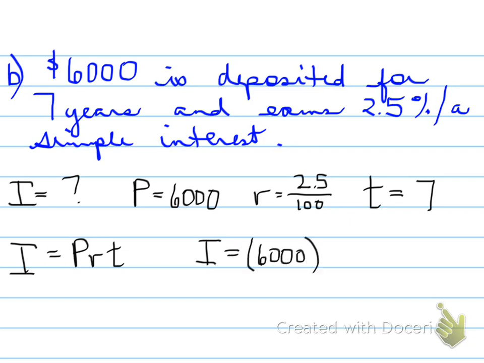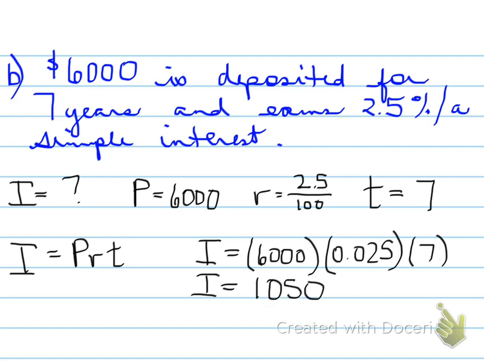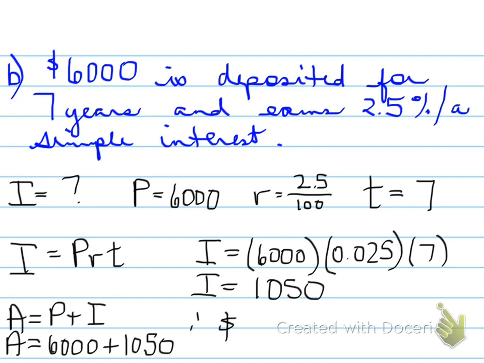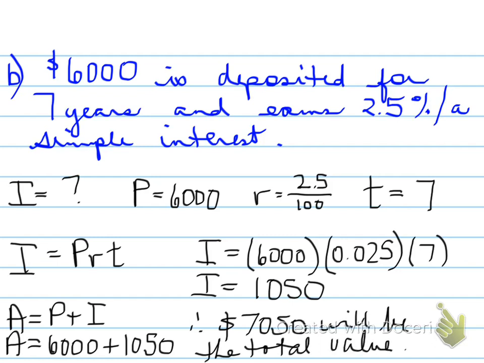I equals 6,000 times 0.025. Don't forget, folks, another way to remember this is you're always going to move the decimal place 2 places over. So 0.025 times 7. And we get I is equal to 1,050. What's our total investment worth? Well, that is 6,000 plus 1,050, which turns out to be $7,050 will be the total value invested for 7 years. All right, folks, well, that's the end of simple interest.